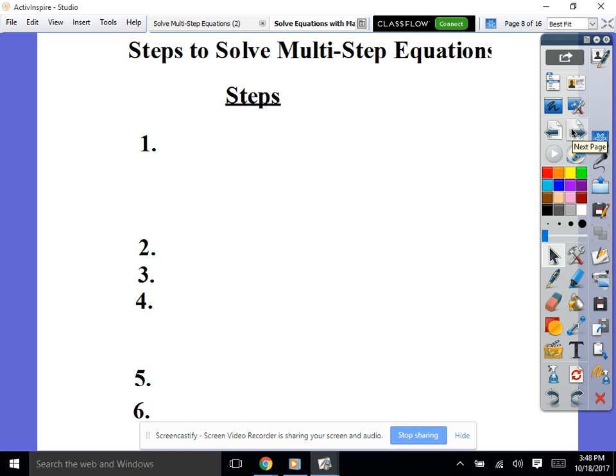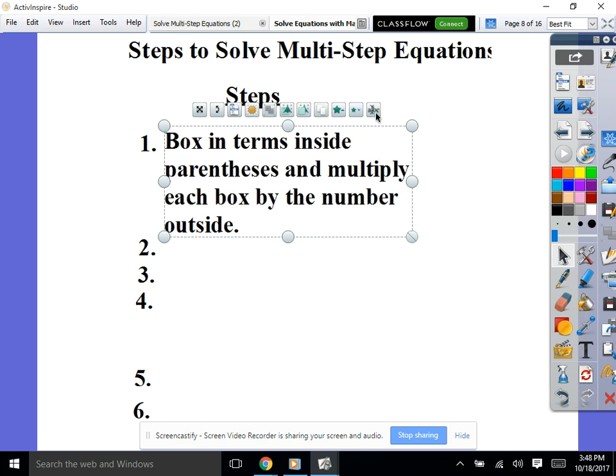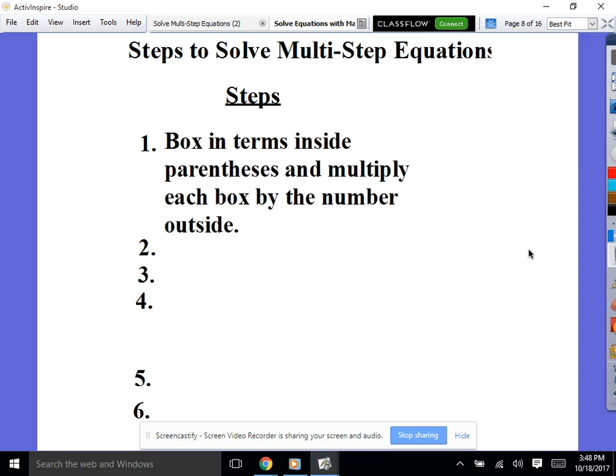Now, this is just a review because we've already covered these steps to solve multi-step equations. Step 1, we box in the terms inside the parentheses and multiply each box by the number outside the parentheses. You're going to have to take a few minutes to pause this and write this down.